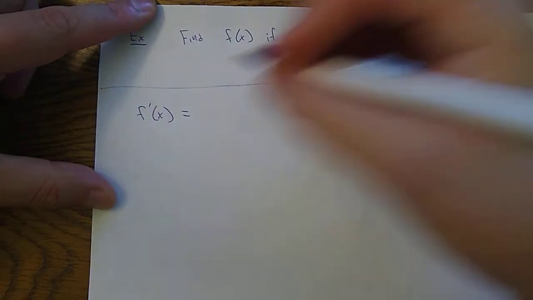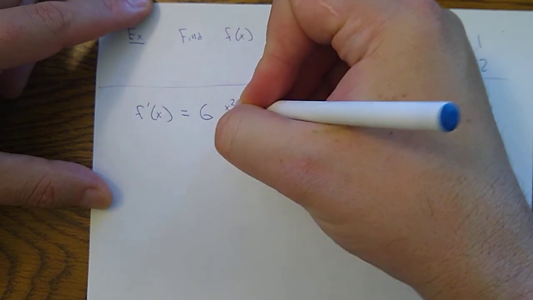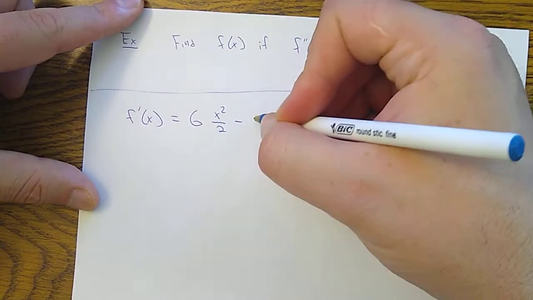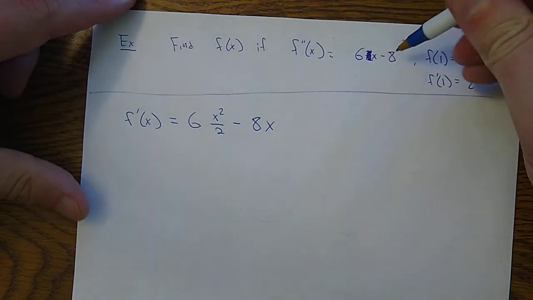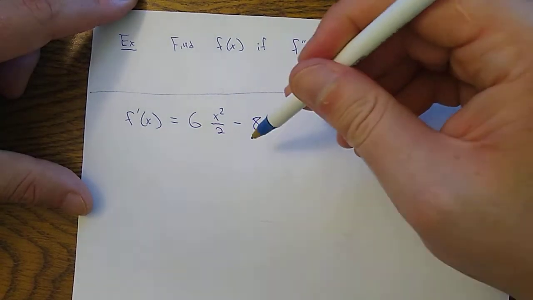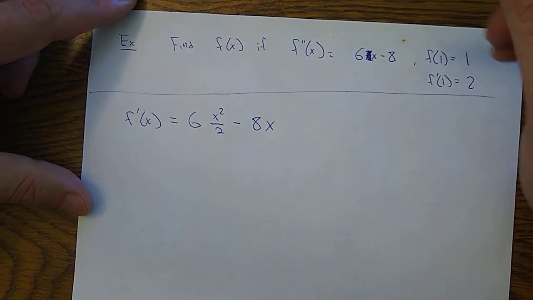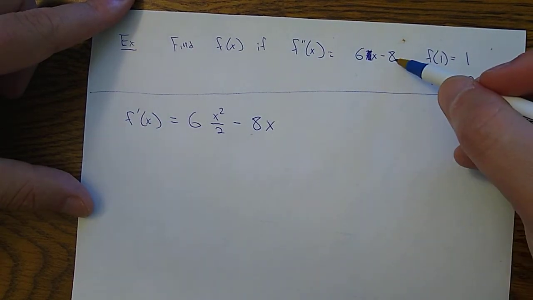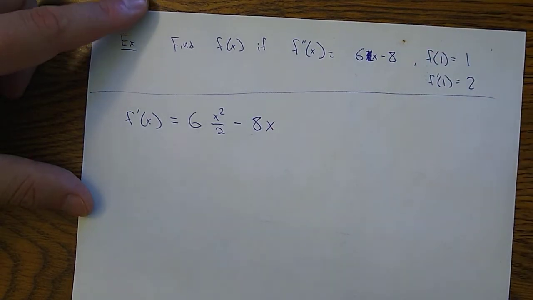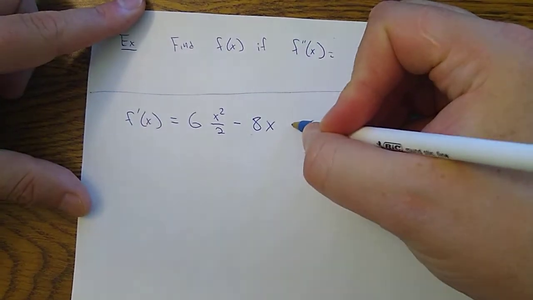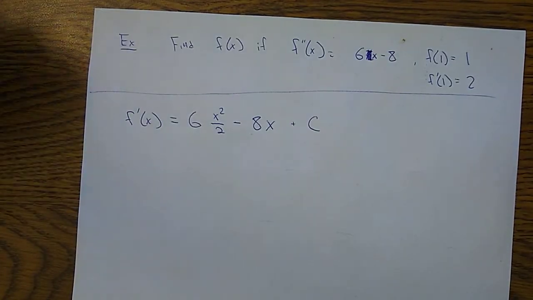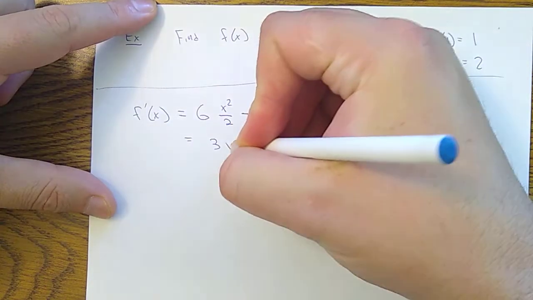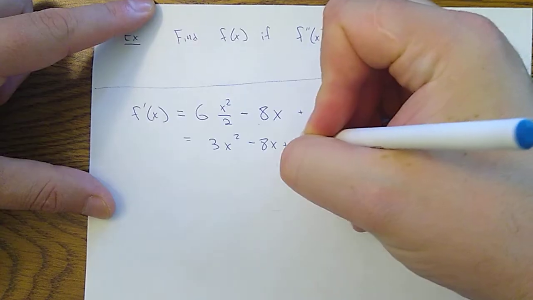So that would be 6x squared over 2, because this is like x to the 1, minus 8x. The antiderivative of a constant is just that constant times x. It makes sense because if I did the derivative of 8x, I would just get 8. So the antiderivative of 8 is 8x. So I've got this, and I should put plus c, right? Now first let's clean this up. 3x squared minus 8x plus c.